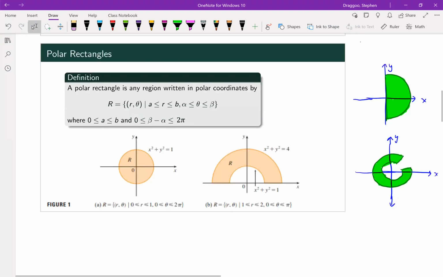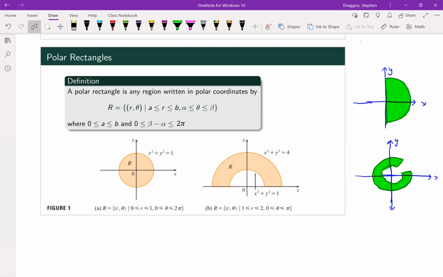Polar rectangles. This is just to give us an idea of what shapes are going to be easiest to integrate in polar coordinates rather than in rectangular coordinates. And those are going to be the shapes that have some kind of a circle shape to them. So we define a polar rectangle to be any region given polar coordinates r and theta, where r exists between two constant numbers. We'll think of r as the radius. And we'll also want theta to be between a couple of angles.